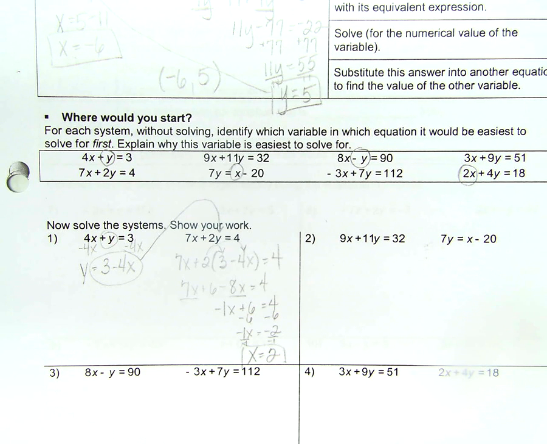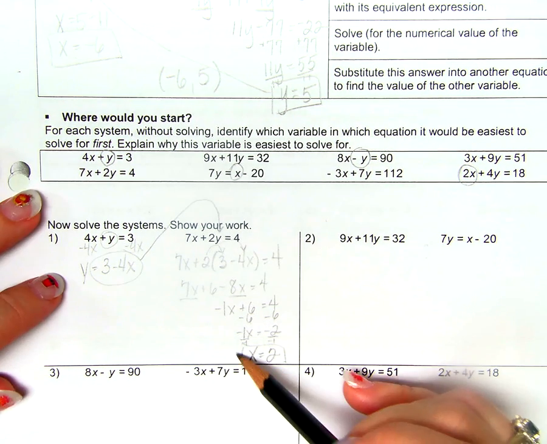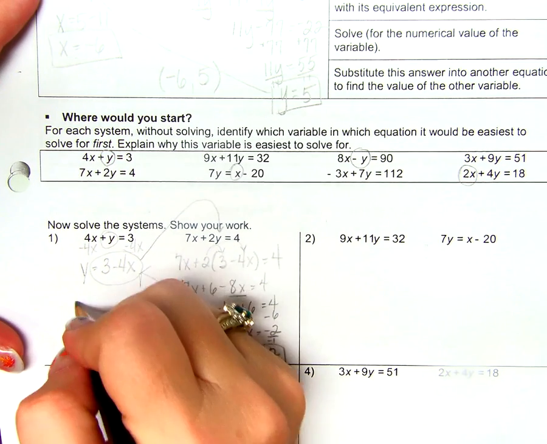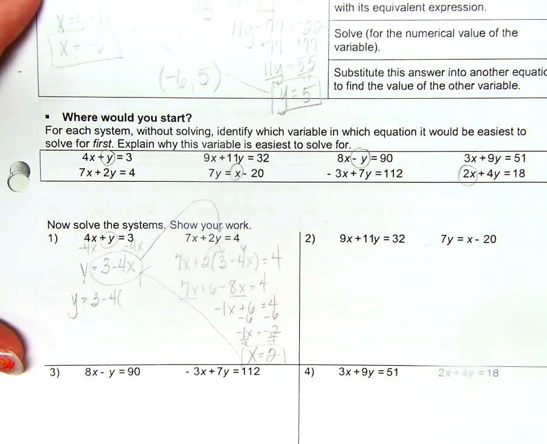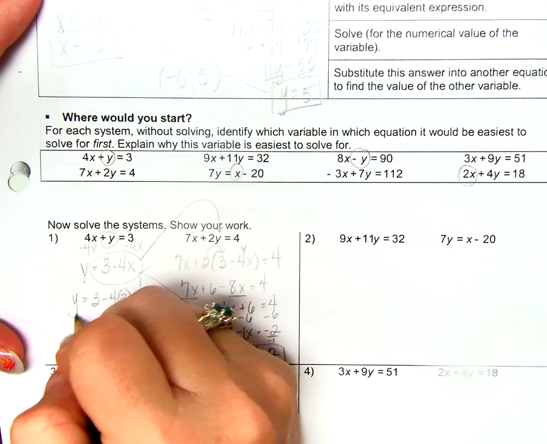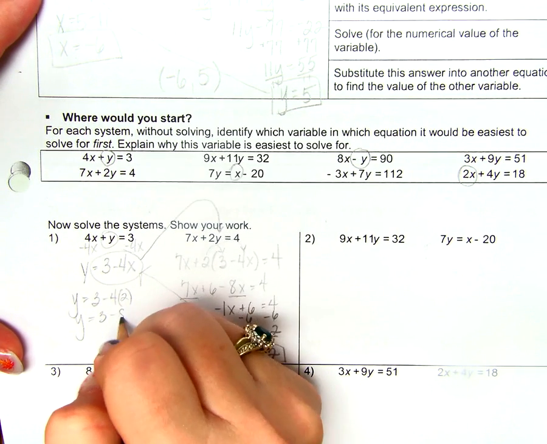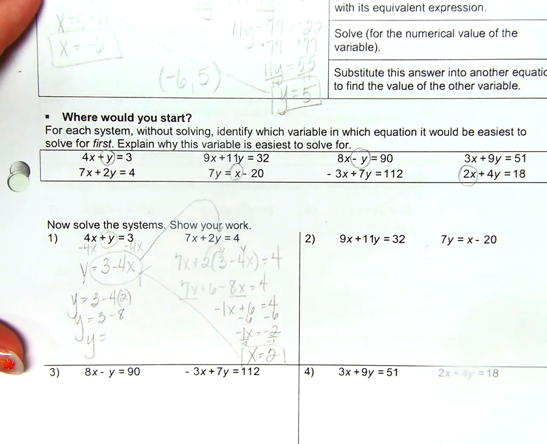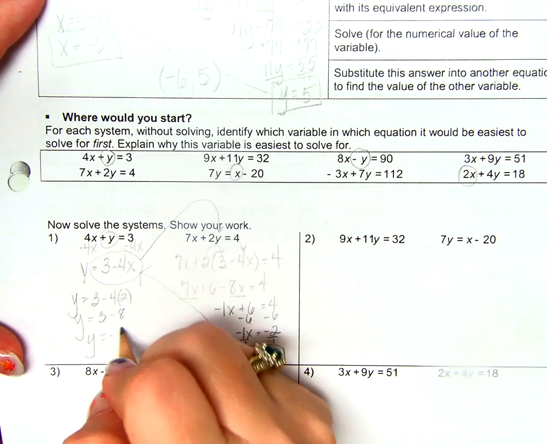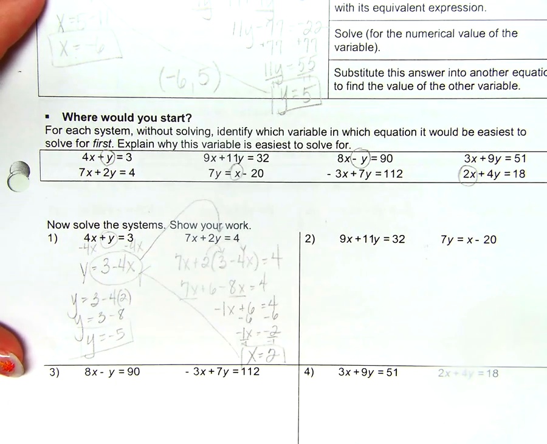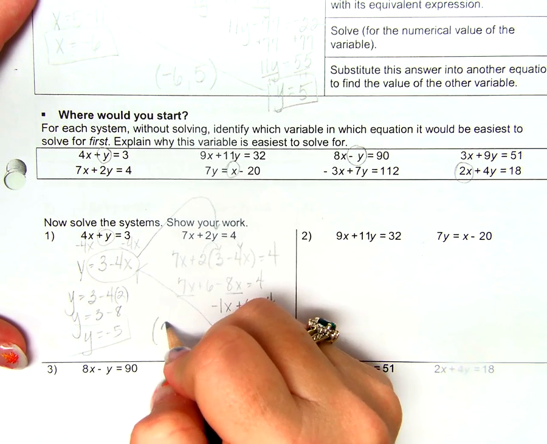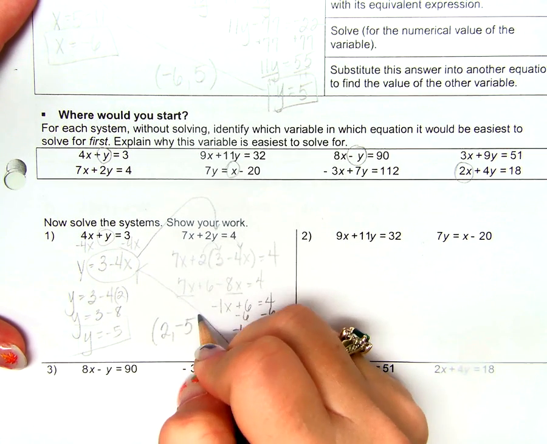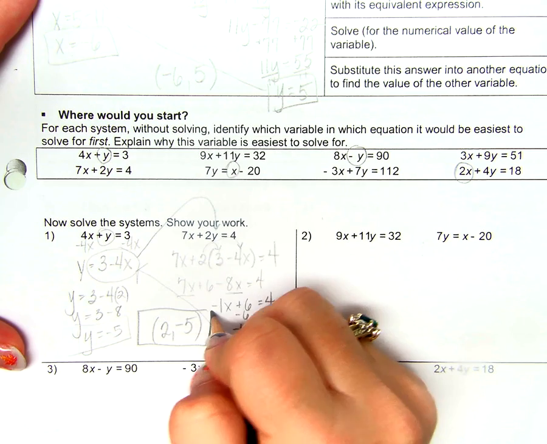Is that good enough? No. Plug it in where? Back over here. Y equals 3 minus 4 times 2. So y equals 3 minus 8. So y equals negative 5. Is that good enough? What's good enough? 2, negative 5. That is good enough.